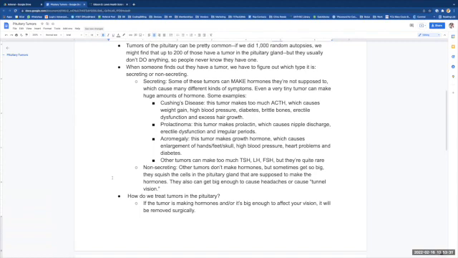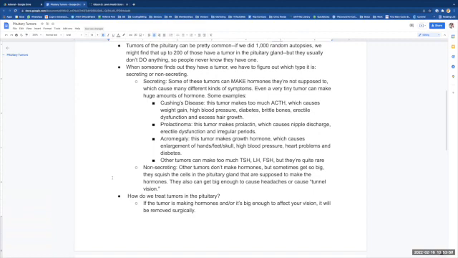Some examples of these kinds of tumors are Cushing's disease, in which the tumor makes too much of that ACTH, and this signals the adrenal glands to be overactive, making too much cortisol. This causes weight gain, high blood pressure, diabetes, brittle bones, erectile dysfunction, excess hair growth, and other things.